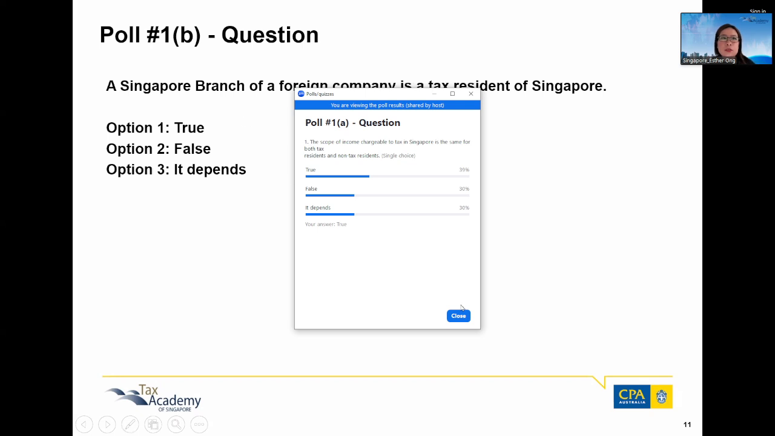So let's try another question. This one is talking about whether a Singapore branch of a foreign company is a tax resident of Singapore. Option 1, true. Option 2, false. Option 3, it depends.